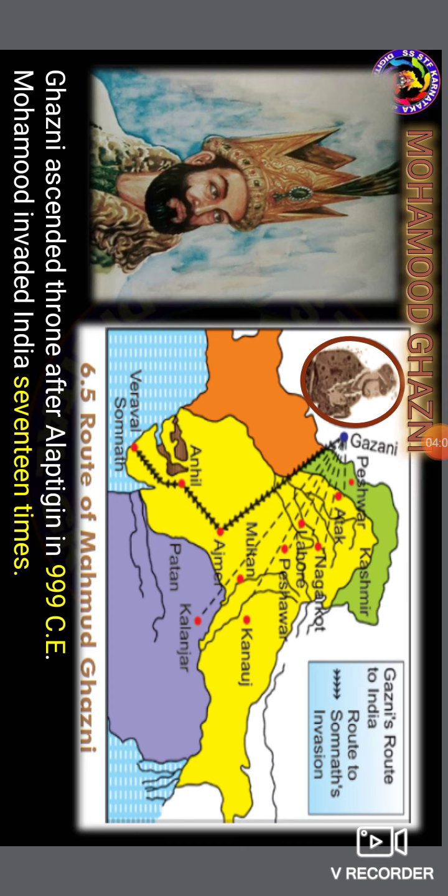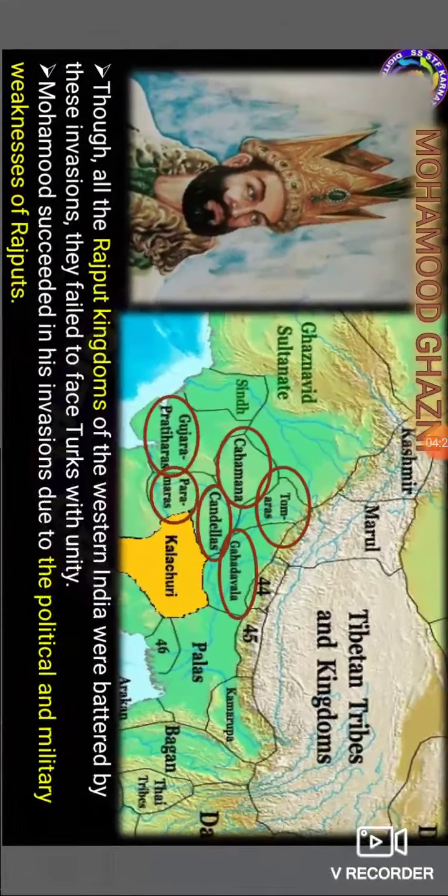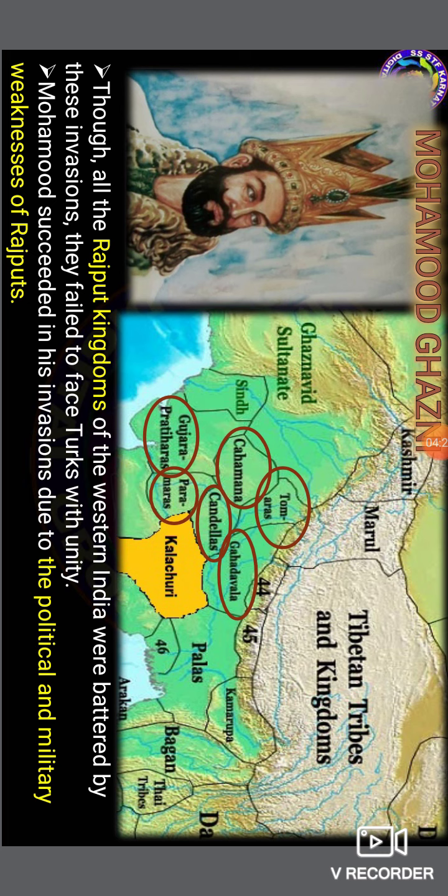Mahmud of Ghazni invaded India 17 times. The famous Somanatha temple and the temple of Saurashtra were destroyed during the invasions. All the Rajput kingdoms of western India were battered by these invasions. They failed to face the Turks with unity, and Mahmud succeeded in his invasions due to the political and military weakness of the Rajputs.